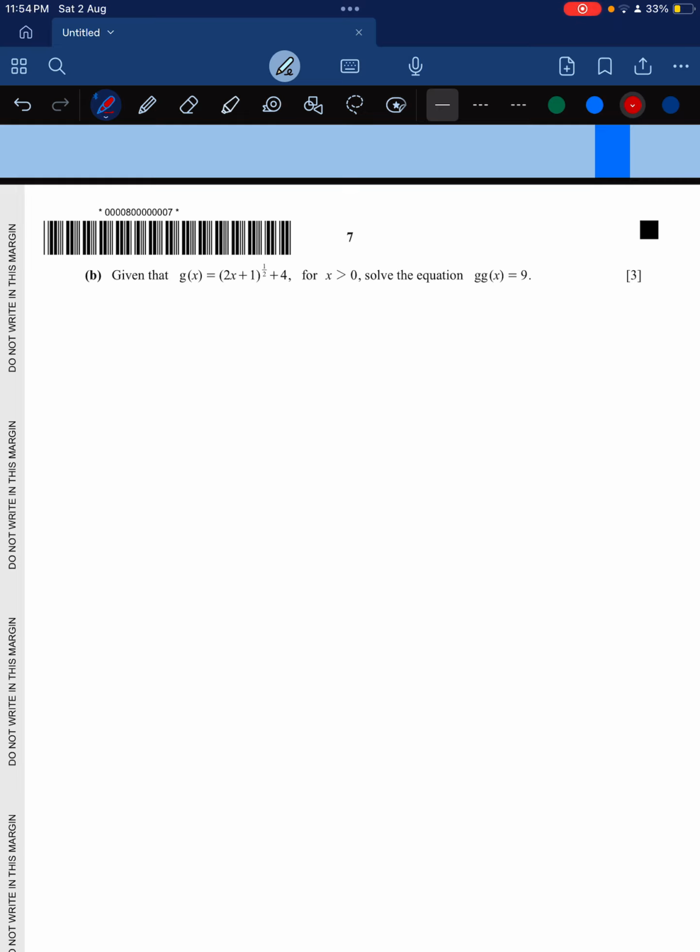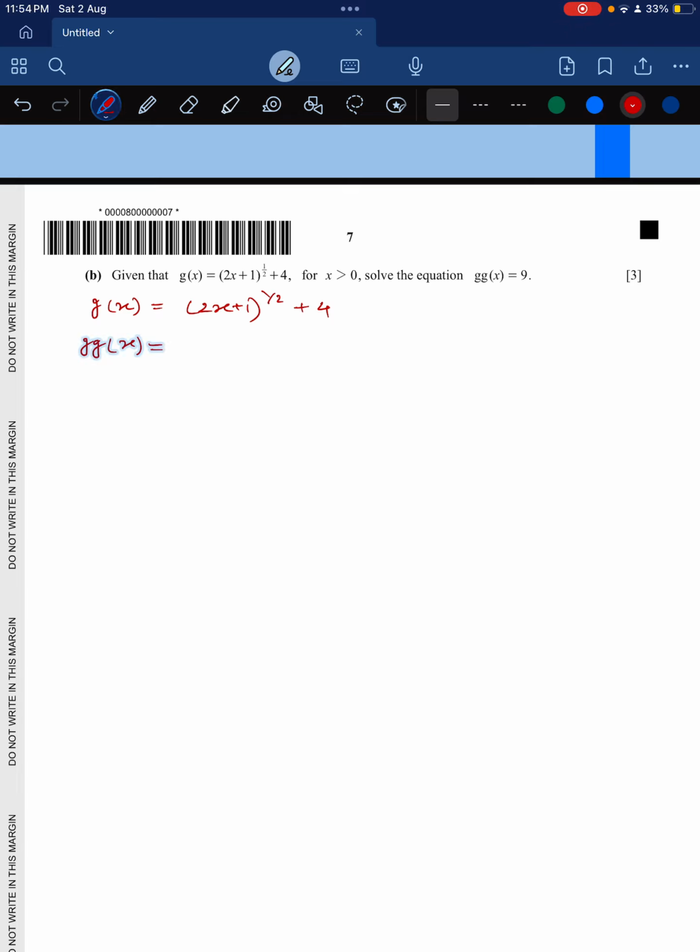So we have to solve a compound function. Given that g of x is equal to 2x plus 1 to the power half plus 4. So we have to find g of x. So just keep this in mind. In the place of x, we have to put the whole value of g x.